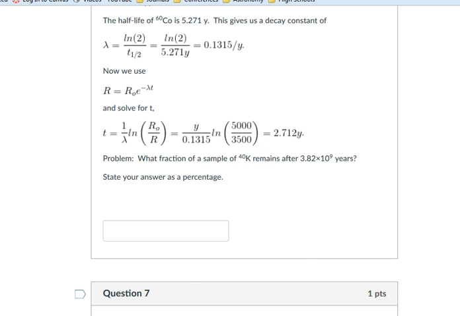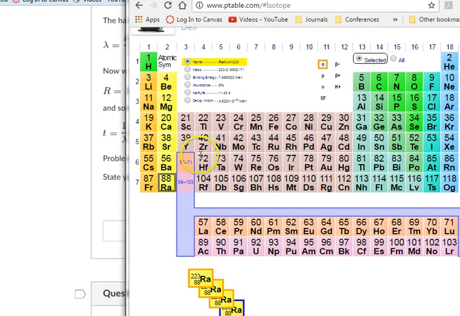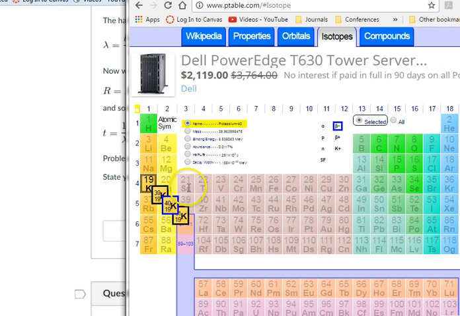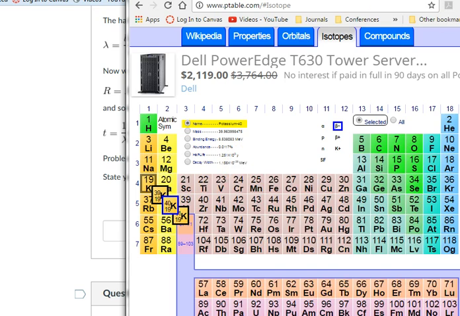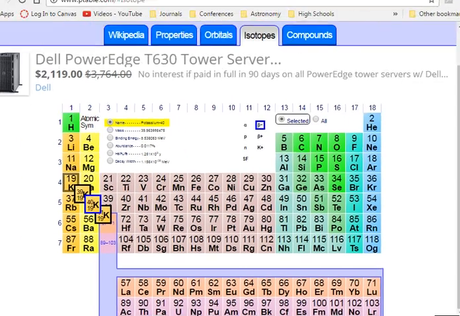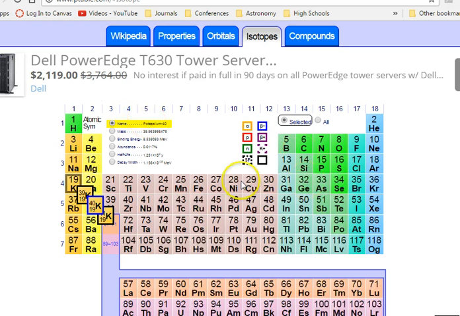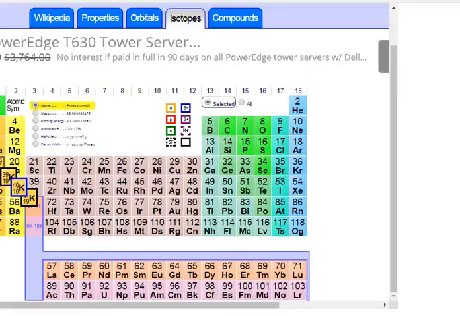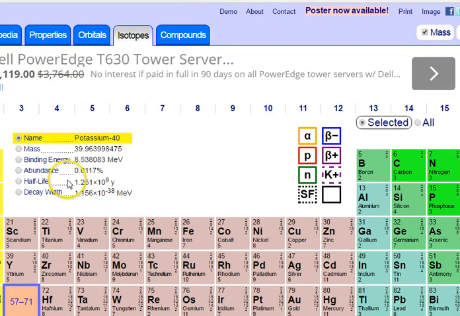So let's go to our periodic table. Let's pick up potassium. We're after potassium-40. It's right there. We can't quite see that. Let's see if I can make that big enough that we can see it. Potassium-40 in the periodic table has a half-life of 1.251 times 10 to the 9th years. That's the half-life for potassium-40 from the periodic table.